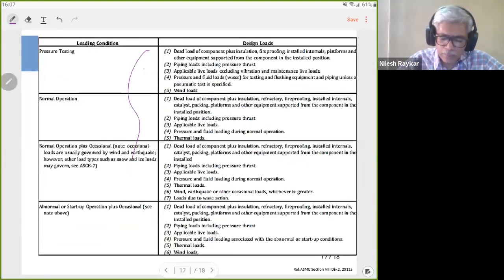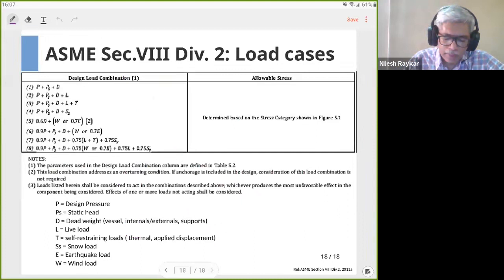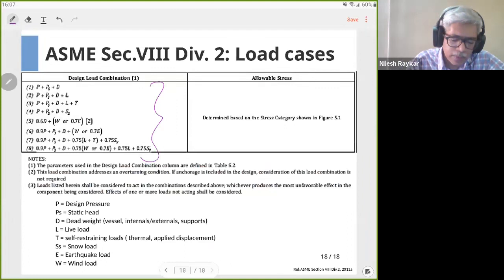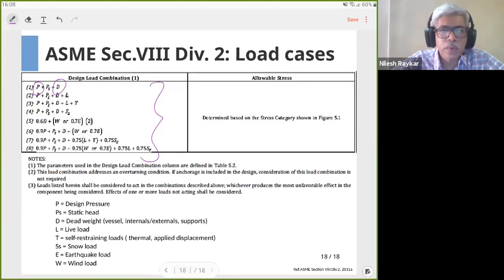Okay, this table gives the different types of loads. So that is for information. And there are 8 standard design combinations. So for example, if we consider this, this is pressure plus the deadweight case, which are to be considered in the design. So when you are doing analysis report, all these cases must be included in that report.